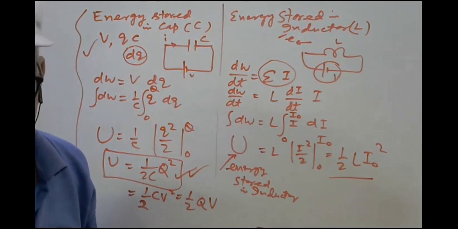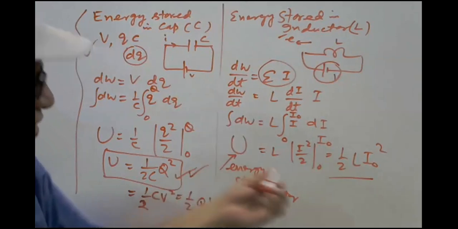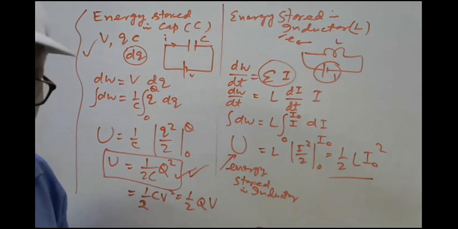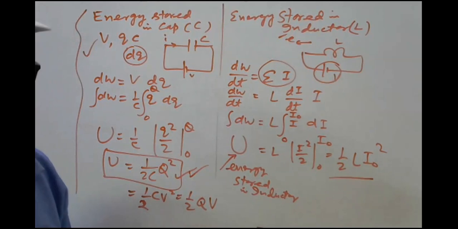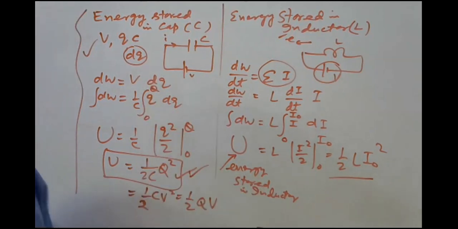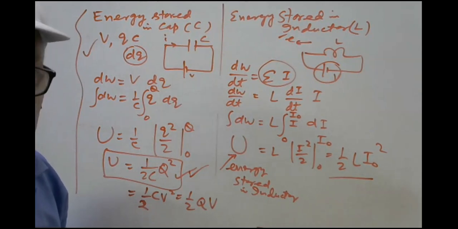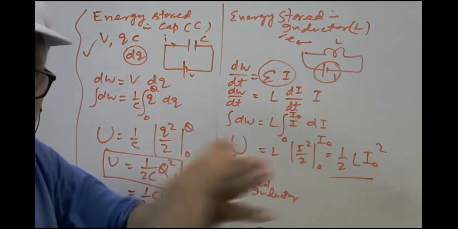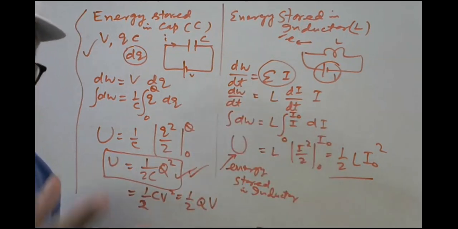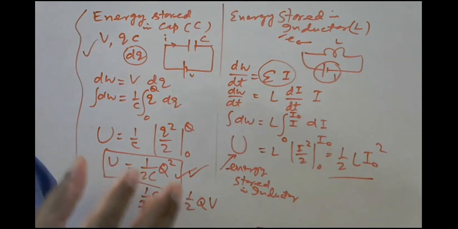Got this? On the basis of these two energies, now we are going to discuss a new topic, that is LC oscillation. Why is it called LC oscillation? The reason is this: if we store energy in a capacitor using an external battery source and then remove the battery, what will happen? Now this energy is stored in the capacitor.